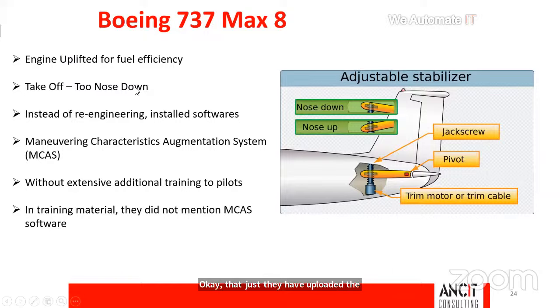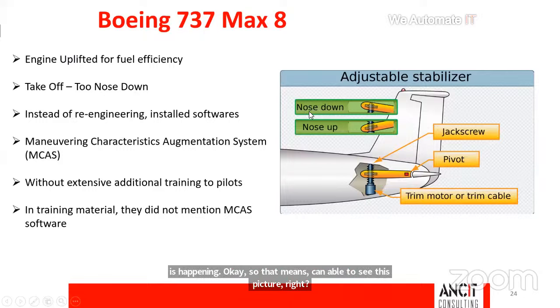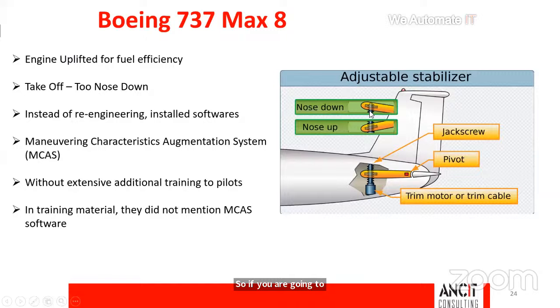Once that was done, most of the pilots who are handling the Boeing 737 MAX 8 reported that while taking off, there is too much nose down happening. Can you see this picture, right? If you are going to take off the flight, the nose down should be at a minimum level. At least it has to be mentioned, correct?